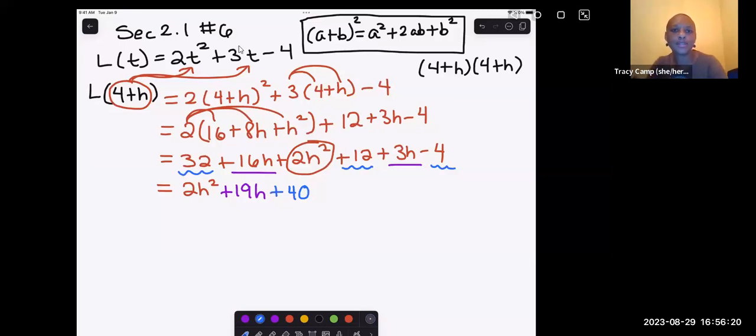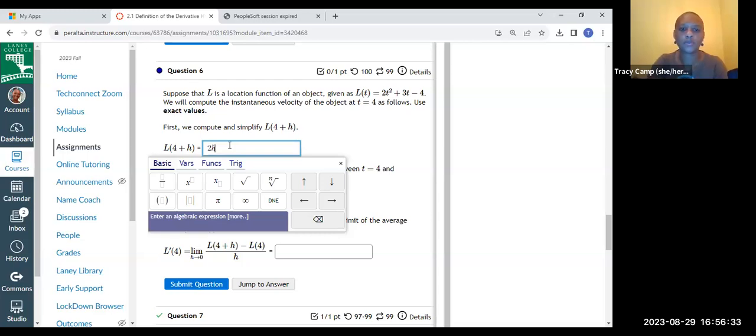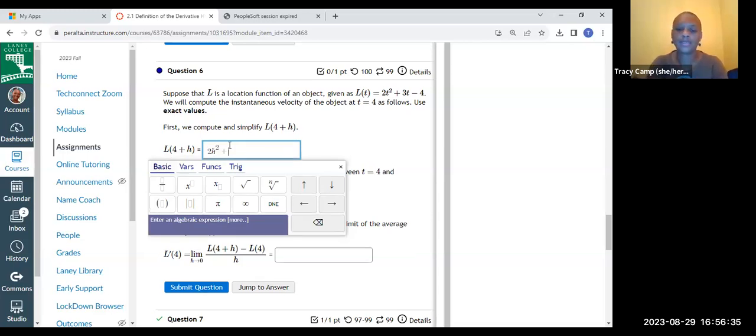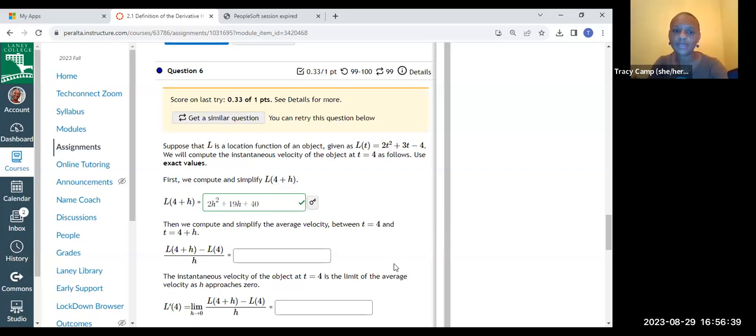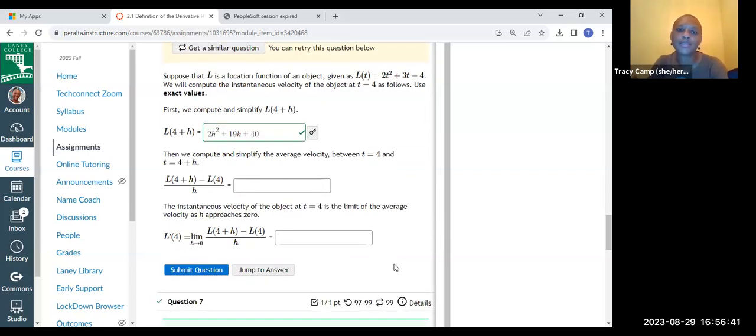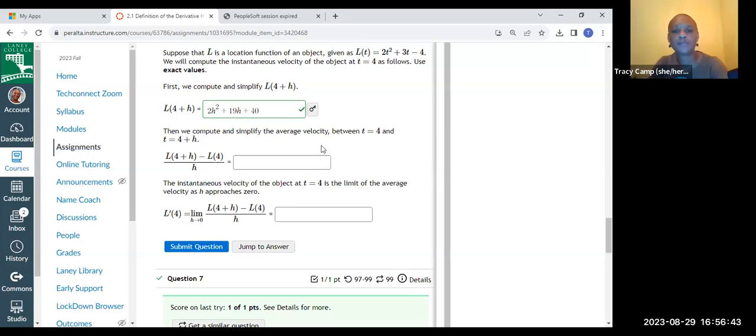So that's what I get for that. This is what I'll enter for my answer. Yours will be different. So I have 2h squared plus 19h plus 40. So there's our first part. Then it says we'll compute and simplify the average velocity. So that's the slope of the secant line, average velocity.